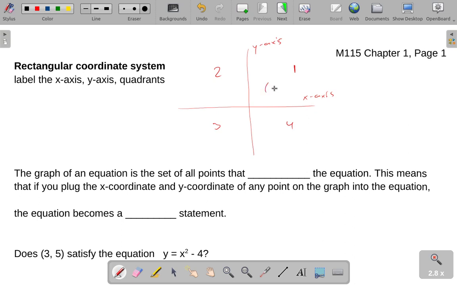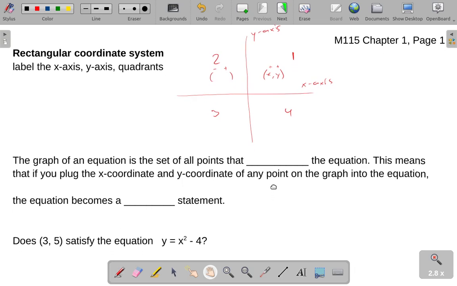So if we're listing out our points, our x and our y are both going to be positive if we're in the first quadrant. If we're in the second quadrant, it's going to be a negative and then a positive because we're to the left and up, and so on. We could figure that out for each of them.